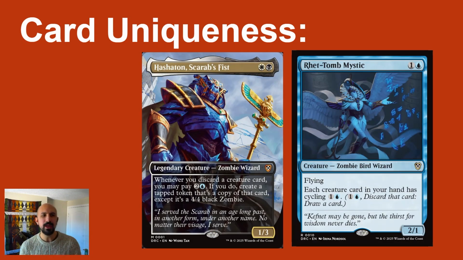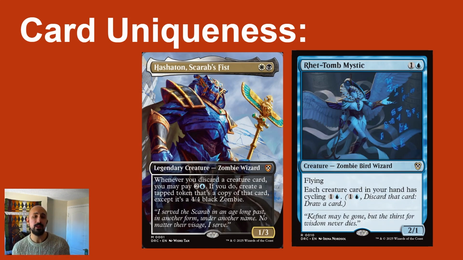This is also interesting because this doesn't have to be uniqueness in the sense of the text on the card. I'm going to give an example here. Oh boy, this is going to be a hard one. Hashaton, Scarab's Fist, in that commander deck, we got this new card called Reptome Mystic. Reptome Mystic is a 1 and a blue, 2/1 flying zombie bird wizard.